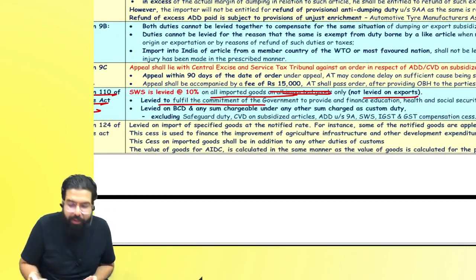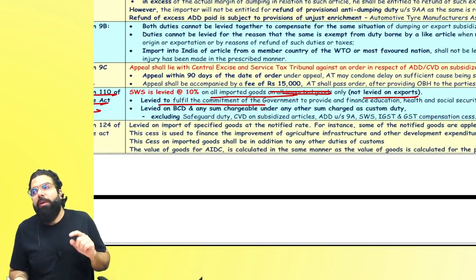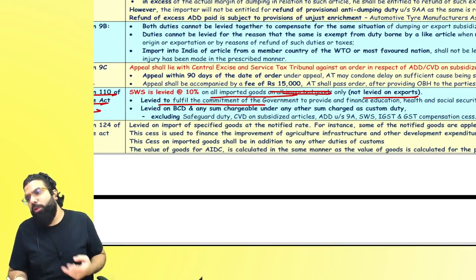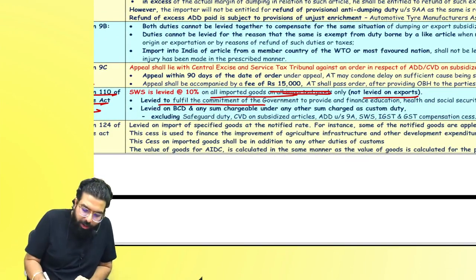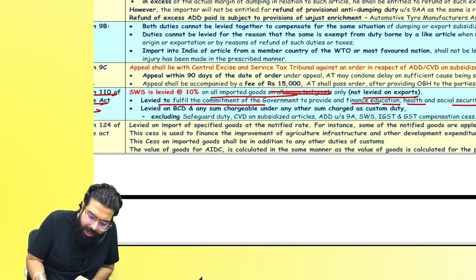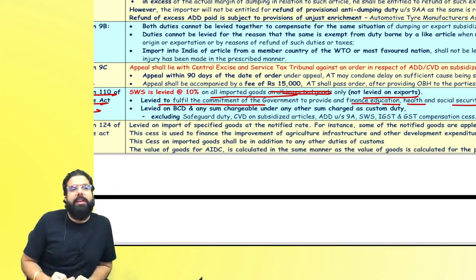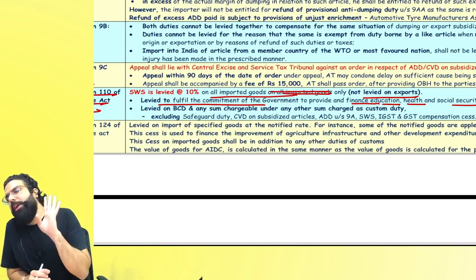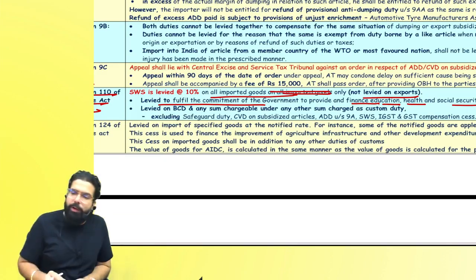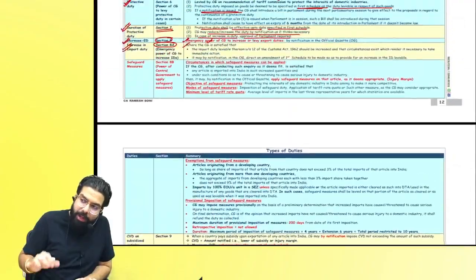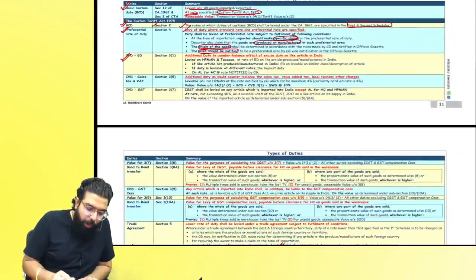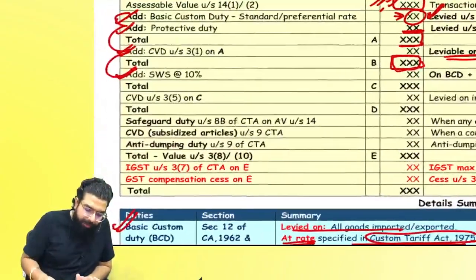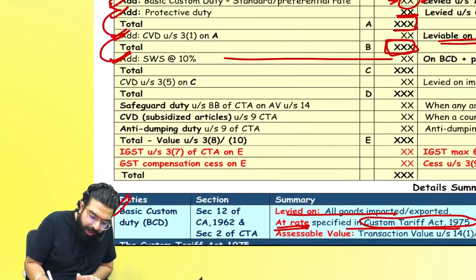It is levied to fulfill the government commitment towards what? Towards finance, education, health and social security. Remember one thing: basic custom duty, protective duty and CVD 3.1 pay social welfare surcharge at the rate of 10%, not levied on export, only levied on import. Right, everyone? Now the total will come over here. After you levy social welfare surcharge, one total will come.